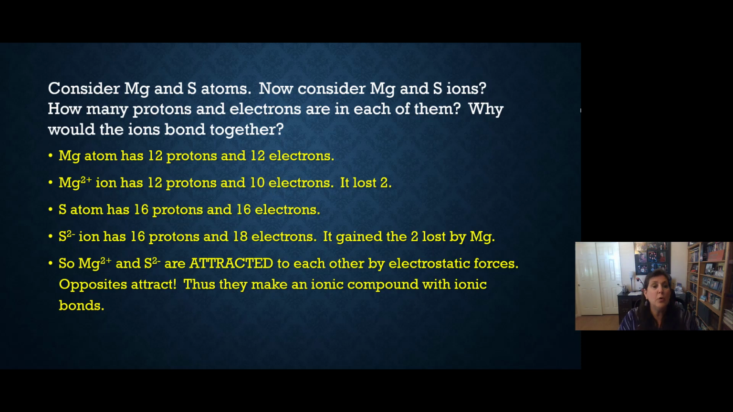So now we have Mg2+ and S2-. +2, -2, opposites attract. So those come together and they're attracted and they stick together like little magnets. They are attracted by electrostatic forces. Opposites attract. So Mg and S make an ionic compound with an ionic bond.